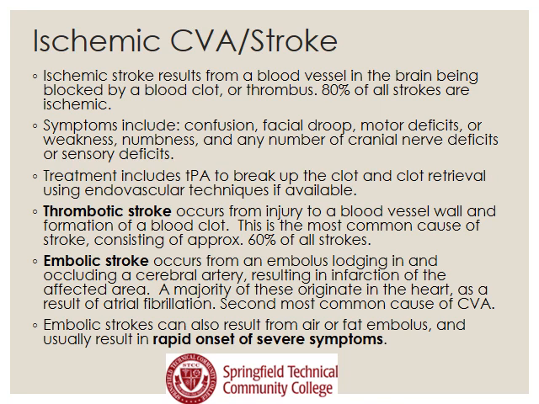Clot forms in place. Embolic stroke occurs from an embolus lodging in and occluding a cerebral artery, resulting in infarction of the affected area. The majority of these originate in the heart because of atrial fibrillation, and this is your second most common cause of CVA. Embolic strokes can also result from an air or fat embolus, much more rare, like in the case of an injury or a broken bone. And with an embolic stroke, remember E stands for emergency, it usually results in a rapid onset of severe symptoms.